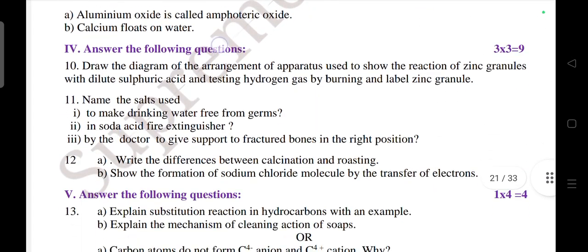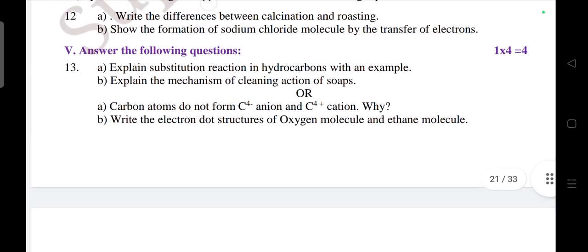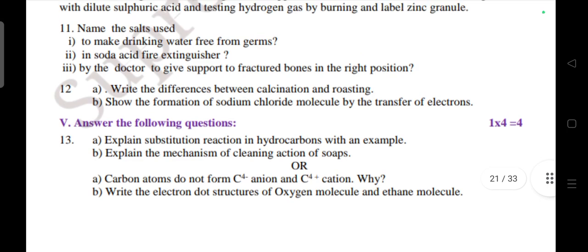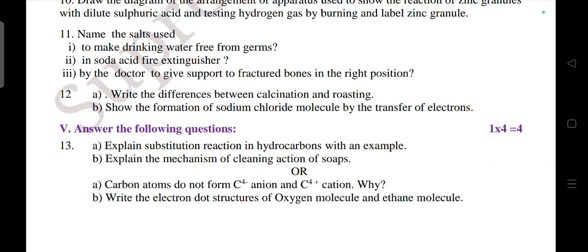So in the first part, important questions of physics done. In the second part, chemistry important questions done. Next part will be biology important questions. If you read this much, you can score 75 to 80 out of 80.